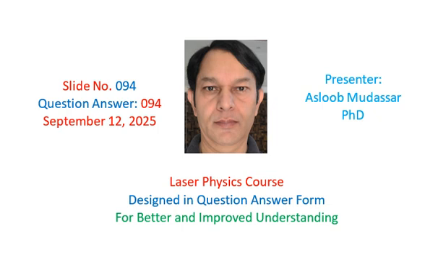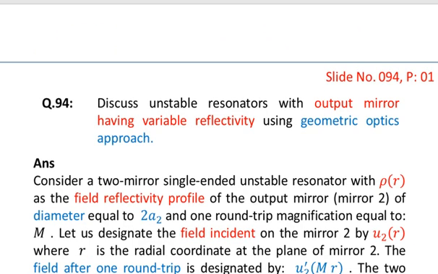This is your presenter Asloop Mudassar, and I am presenting slide number 94 of the course on laser physics. Question is, discuss unstable resonators with output mirror having variable reflectivity using geometric optics approach.